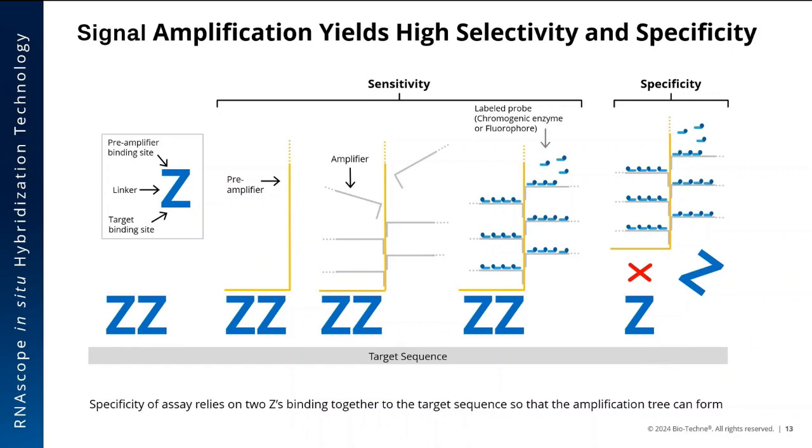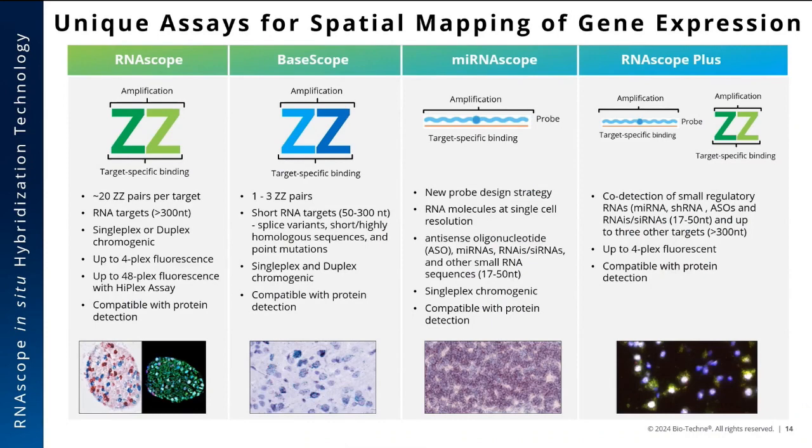Our technology has a few options in terms of assay types depending on the target of interest and the needs of the study. The RNAscope assay can be utilized to detect targets that are at least 300 nucleotides in length. This assay can be performed as a singleplex or multiplex assay for the detection of up to 48 targets using our high-plex assay. The BaseScope assay, on the other hand, is designed for shorter sequences between 50 and 300 nucleotides, while the microRNAscope assay is specially designed for very short sequences such as microRNAs, ASOs, and siRNAs, which are typically around 17 to 50 nucleotides long. Lastly, the RNAscope Plus assay combines the detection of any RNA and small RNA targets. All of these assays can be combined with protein detection.